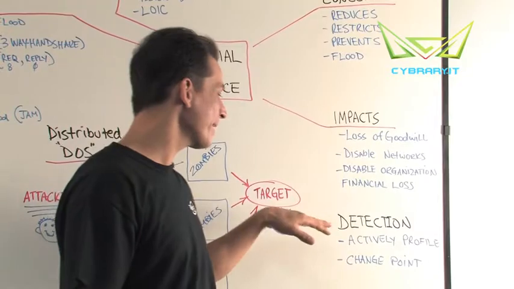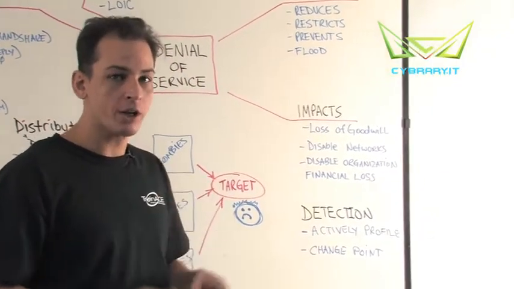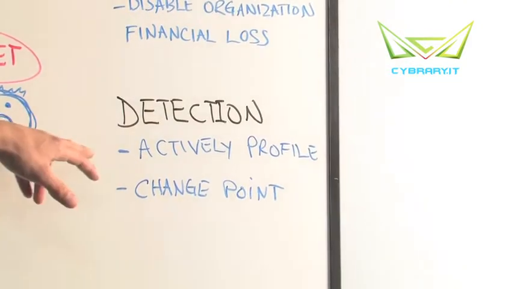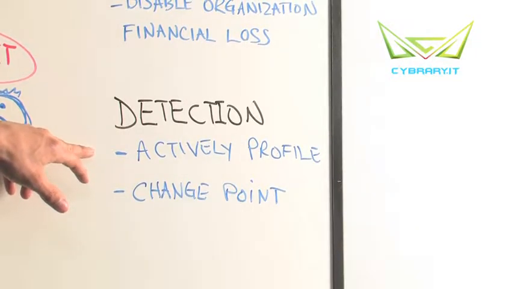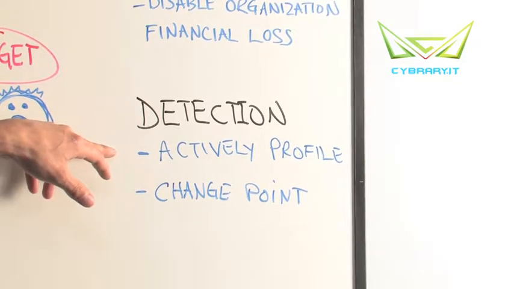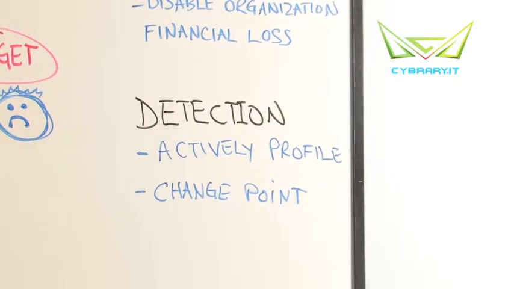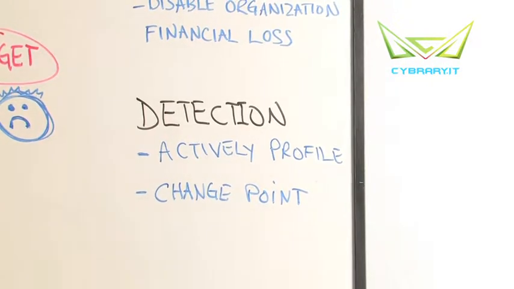So the major ways in which we can detect this are actively looking for signs of botnet style traffic, actively profiling your networks, and if you can find signs of that, hopefully preventing it before it happens. But if you can't prevent it, then your best effort is going to be to detect and correct as you go. Or change point analysis.